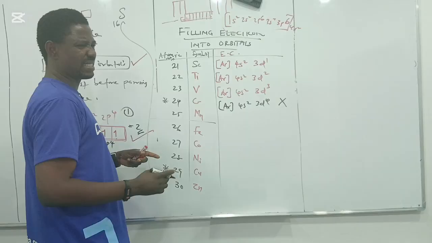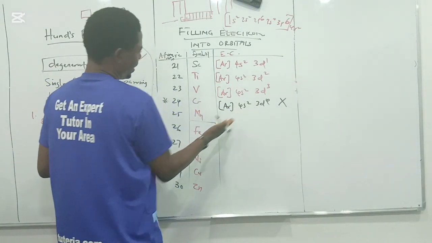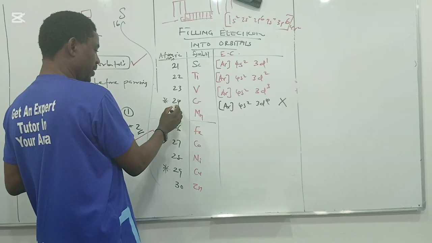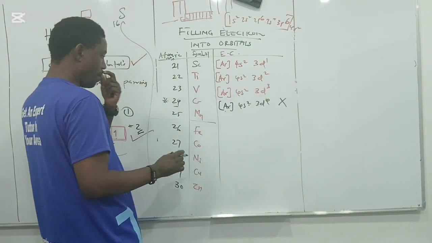But chromium, being a nice guy, says that this is bad. Let's see why chromium feels this electron configuration does not belong to him. Remember, it's 24. 18 plus 2, that is 20, plus 4 is still 24. But let's see what it is.